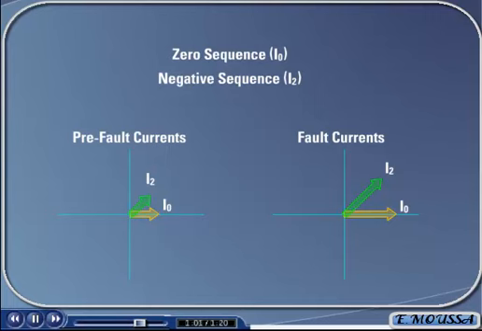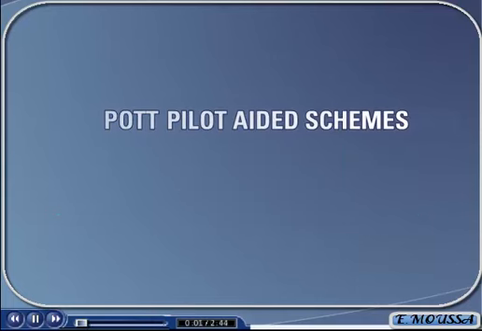The ground directional elements are also very fast operating because the zero sequence and negative sequence currents build up from practically a zero pre-fault value. Also, since there was no ground current before the fault, the pre-fault zero sequence and negative sequence currents do not bias the direction of the developing fault components.